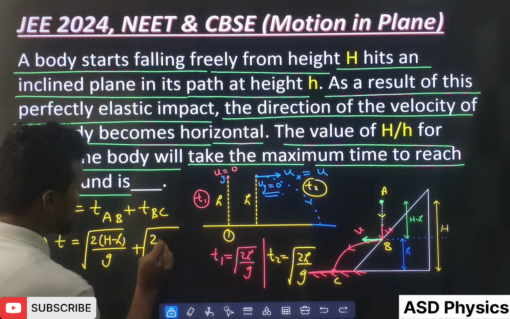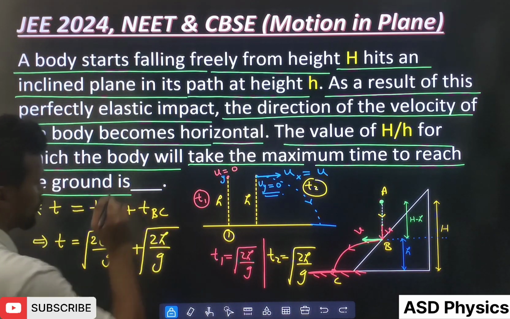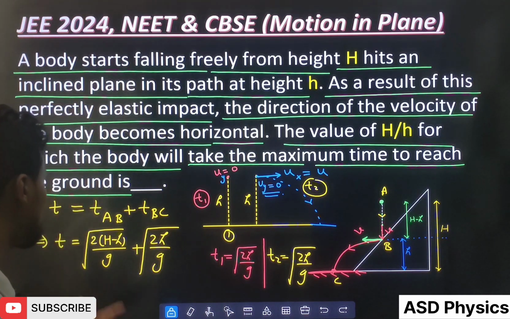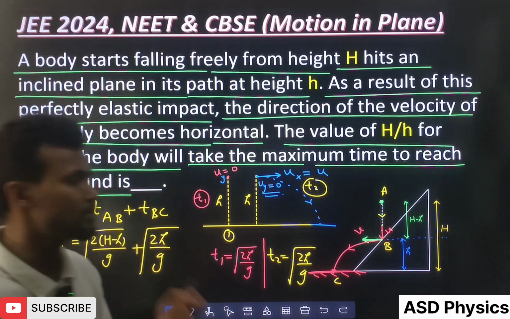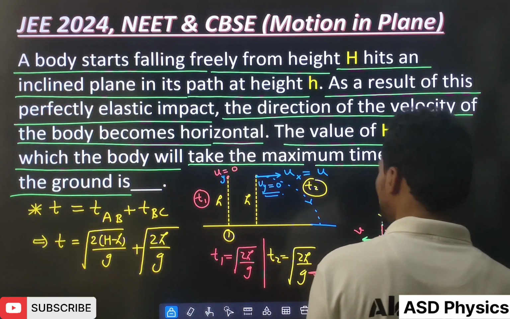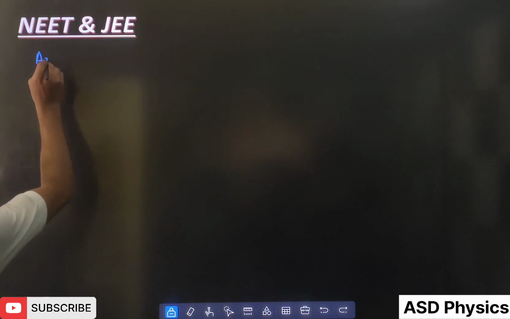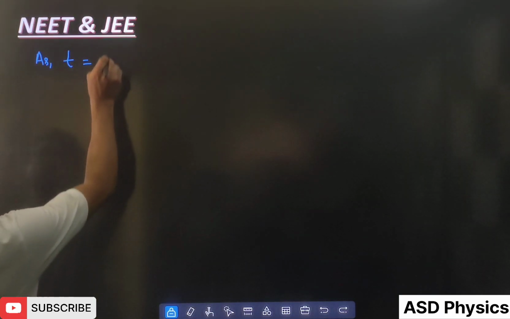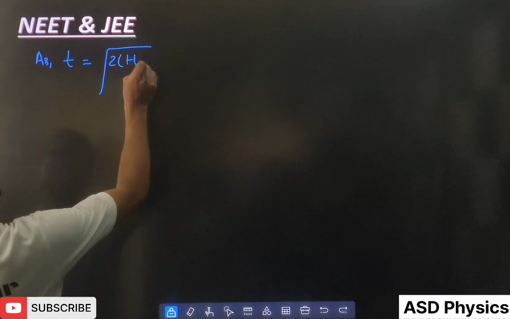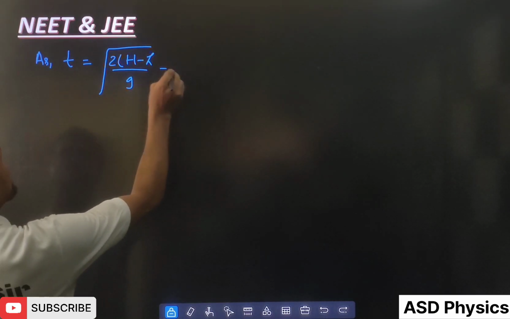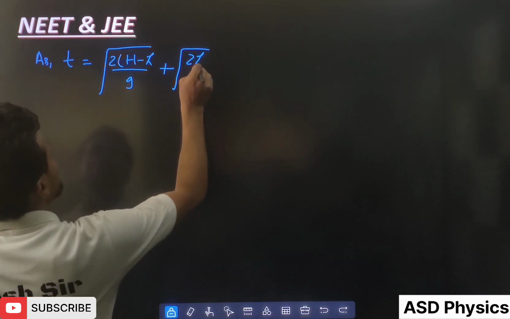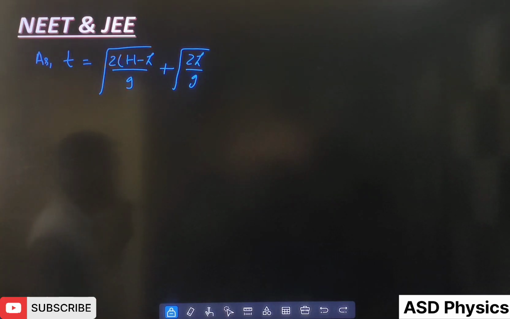So I can write here, in this situation it will come here root 2h by g. That means the total time taken is this one plus this one, and by the maxima-minima concept we have to maximize this time. So according to the maxima-minima concept, as we have got here the total time, root of 2(H minus h) by g plus root 2h by g. This is the time we have got here.